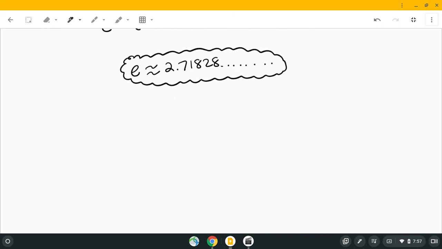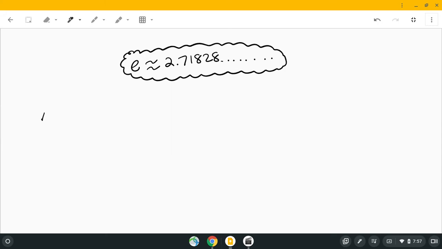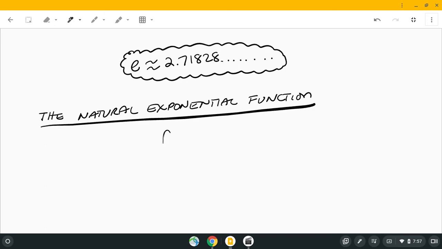Okay, so the natural exponential function, we know what exponential functions are, but the natural exponential function would be in this form. An exponential function would be like 2 to the x, right? 3 to the x, 10 to the x. This is also an exponential function. The natural exponential function uses e for the base. Okay?